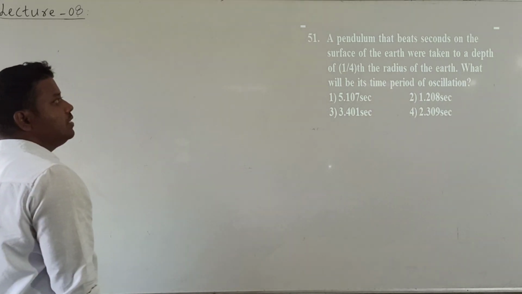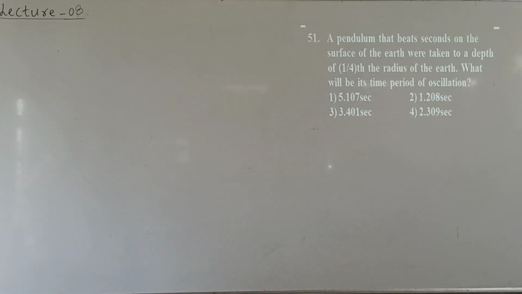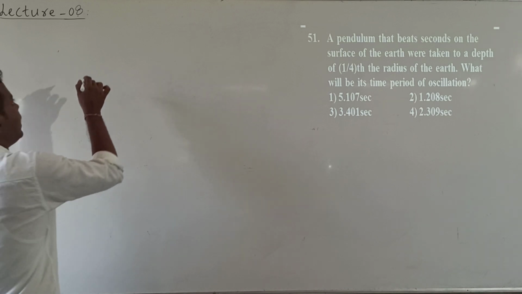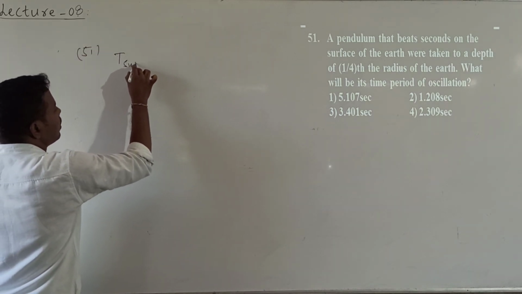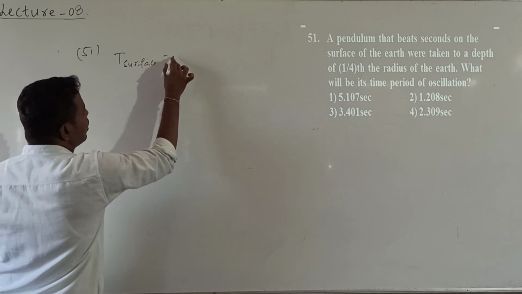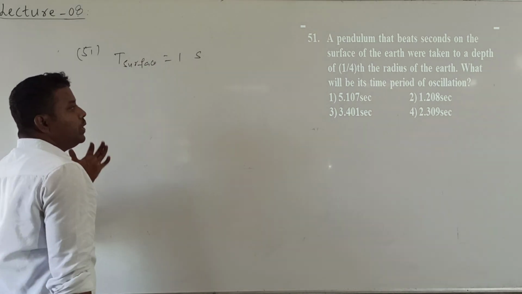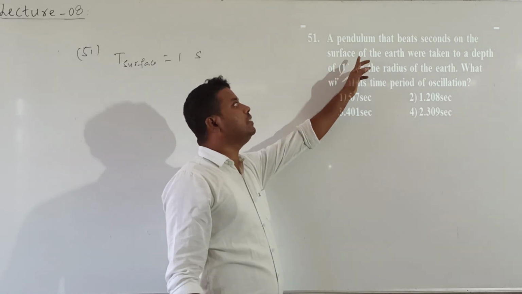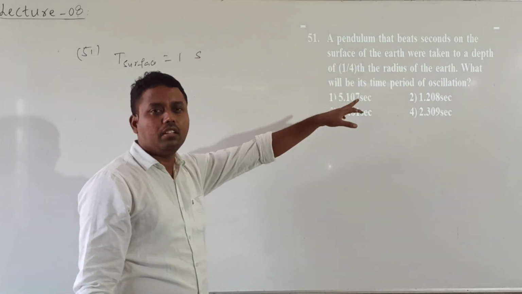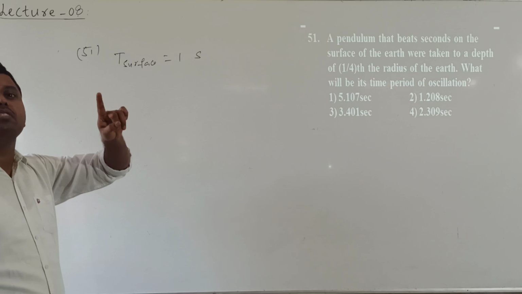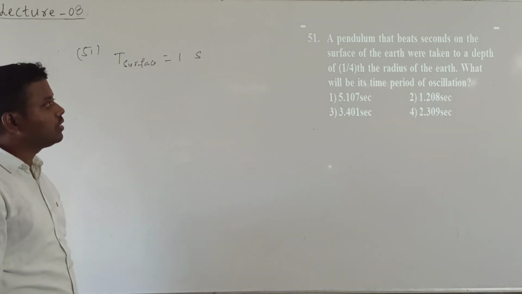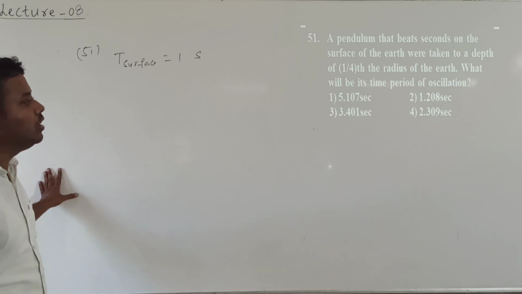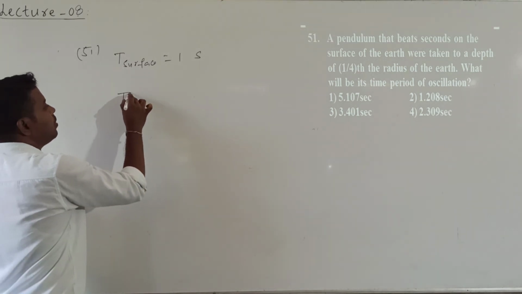A pendulum beats seconds on the surface of the earth. That is the time period value on the earth's surface. Time period on the earth's surface is equal to 1 second. How do we know 1 second? A pendulum that beats a second: beat means oscillation, so the time taken to complete one oscillation is 1 second, on the surface of the earth. Now it is taken to a depth. What is the time period?